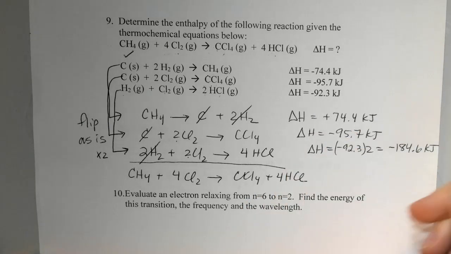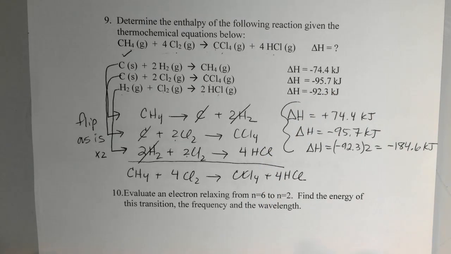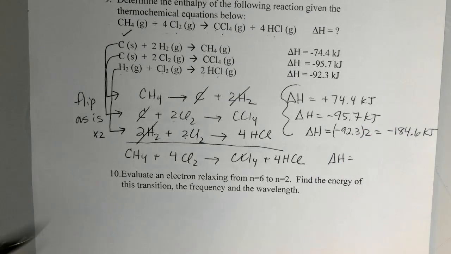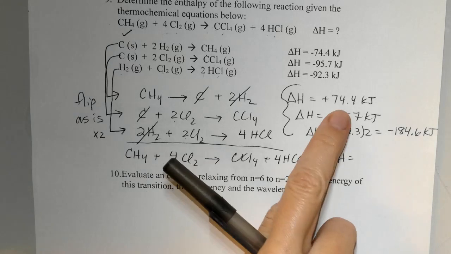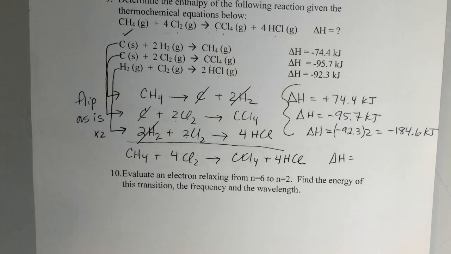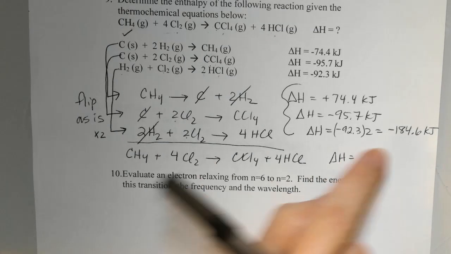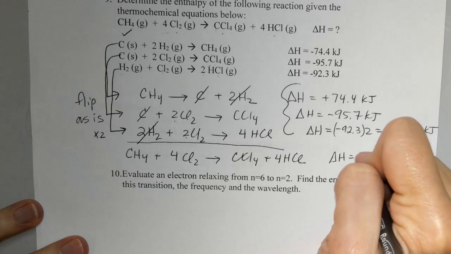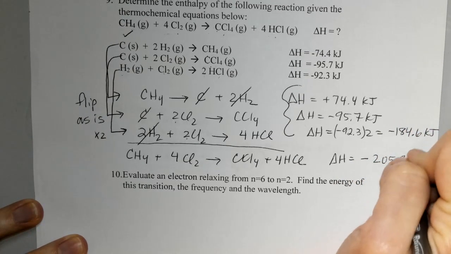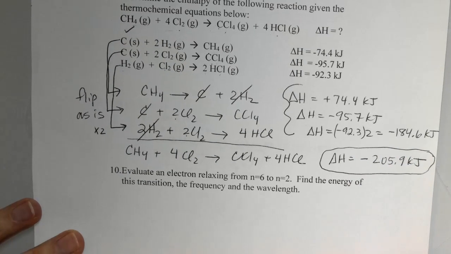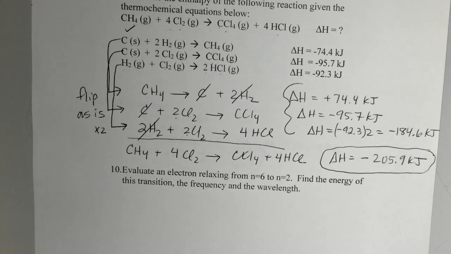HCl. So what I'm going to do is I'm going to add all of those delta H values together. So I'm going to take the 74.4, I'm going to add it to a negative 95.7, and I'm going to add it to a negative 184.6. So I get a delta H of a negative 205.9 kilojoules. Since you're adding there, you want to keep the decimal place, right? So everything goes to the tenths place there. All right. So that's Hess's law.